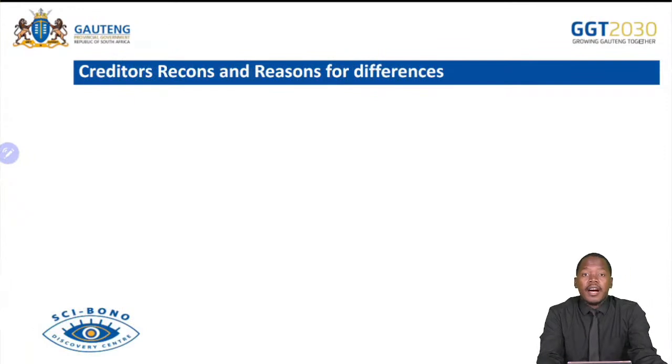Right. Now, grade 12s, we have said a mouthful regarding bank reconciliation. We will step off bank reconciliation now. We will now go to our creditors reconciliations. We'll be looking at the reasons for the differences.